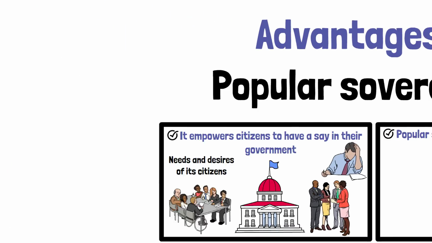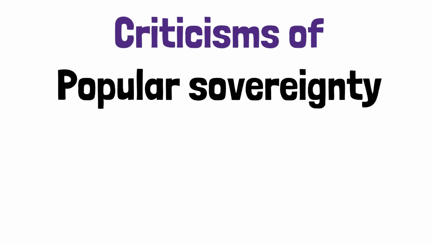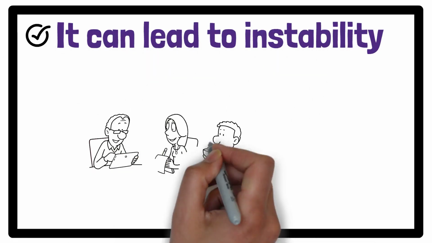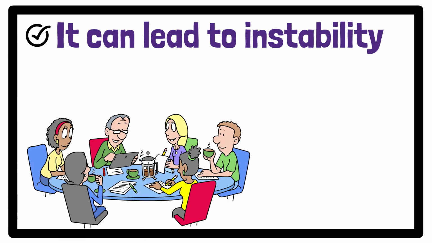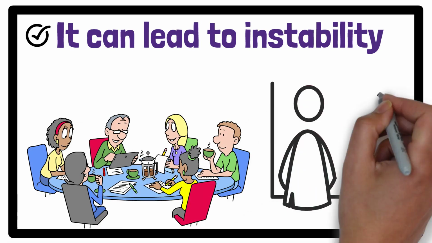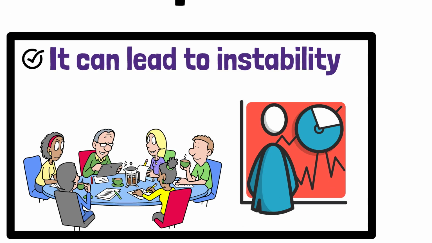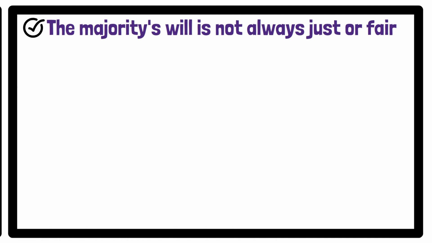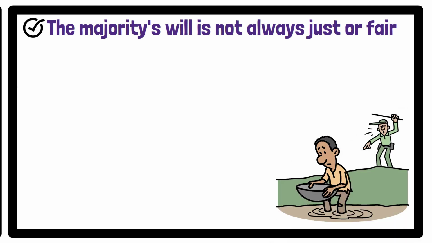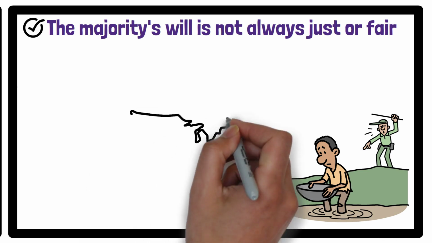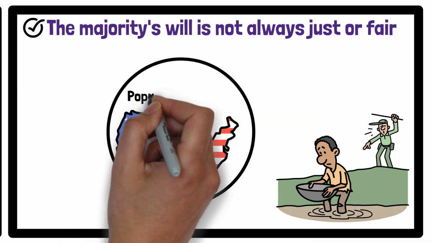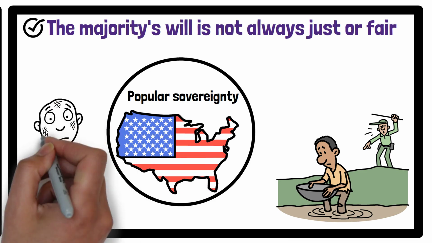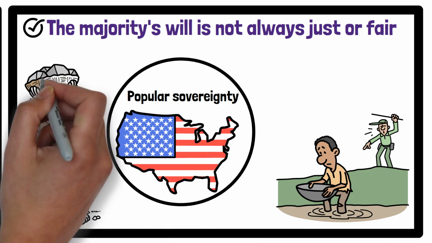However, popular sovereignty is not without its criticisms. One criticism is that it can lead to instability, as shifting public opinions may cause frequent changes in laws or policies. This can make it difficult for governments to maintain long-term planning and consistency. Additionally, the majority's will is not always just or fair, potentially leading to the oppression of minority groups. For example, during the era of American slavery, popular sovereignty in certain territories allowed the continuation of the institution despite its violation of basic human rights.